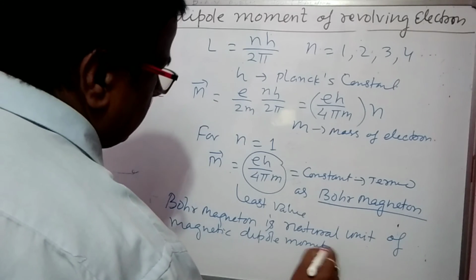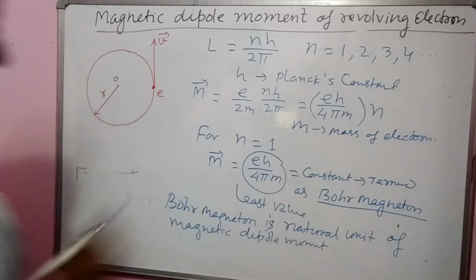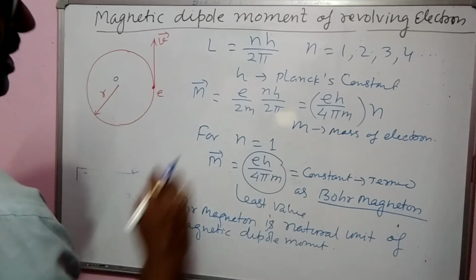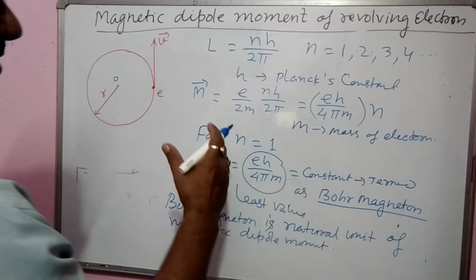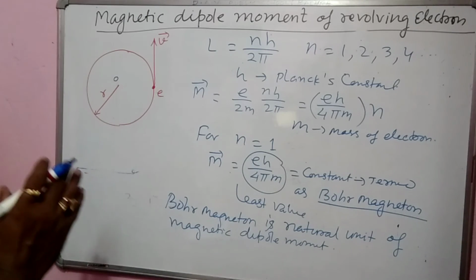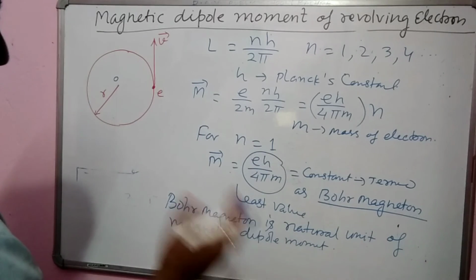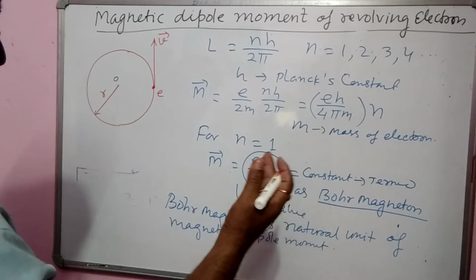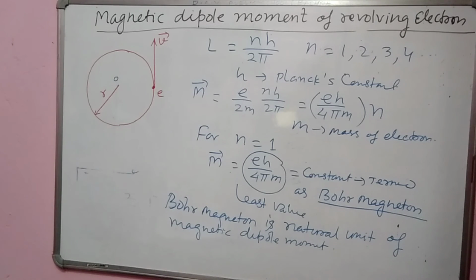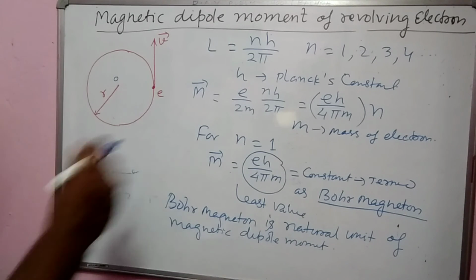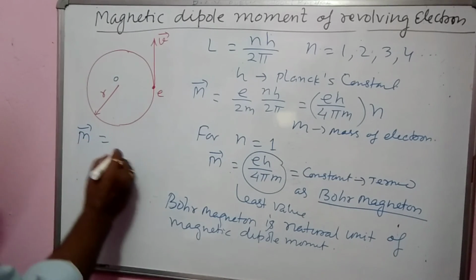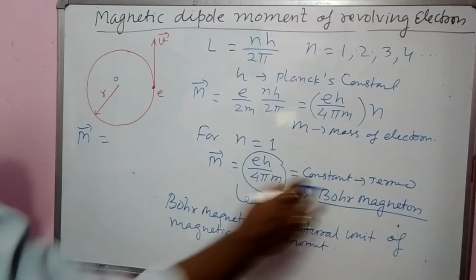If its value is 1 unit, it is the least value, then in the next orbit the magnetic dipole moment of the electron will be twice of it, in the next one thrice of it. So it is also taken as the natural unit of the magnetic dipole moment. And what will be its value if we substitute the values? So what will be the value of Bohr magneton?